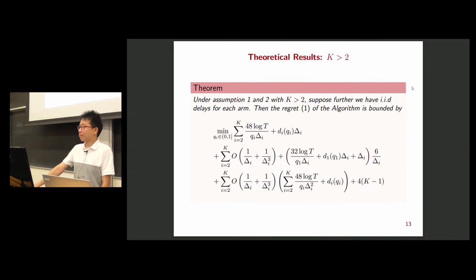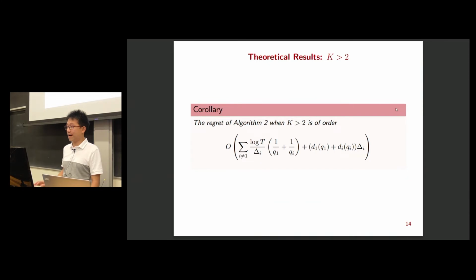When we have more than two arms, the expression looks more complicated, but the structure is similar. You have these sums of log t over the quantiles terms, and also additional terms depending on the quantiles of the delay distribution and the gap. When you simplify it, the big O order is log t over the gap times this 1 over q1 plus 1 over qi term, and an additional term like the two-arm case, where you have the sum of the quantiles of the optimal arm with the suboptimal arm times the gap.